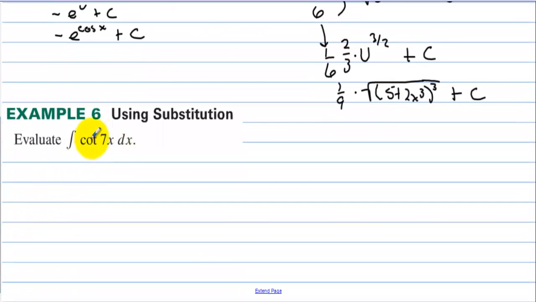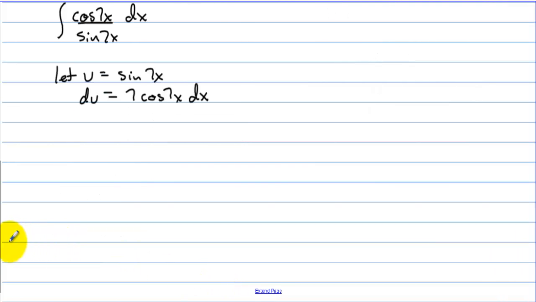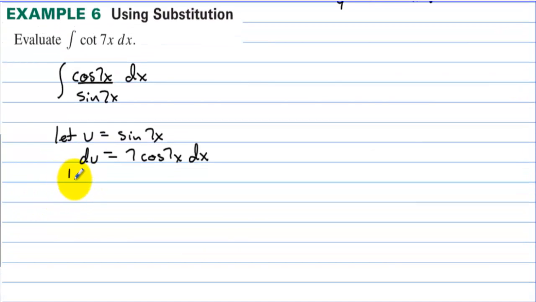On this one, we don't have a function and its derivative, but I can change this to the integral of cosine of 7x over the sine of 7x dx. And now we can let u equal sine of 7x, and du is equal to 7 cosine of 7x dx. Well, I have the cosine of 7x dx, but we don't have the 7 sitting out front, so we're going to have to divide both sides by 7 before we actually do the substitution. We have 1/7 du is equal to cosine of 7x dx.